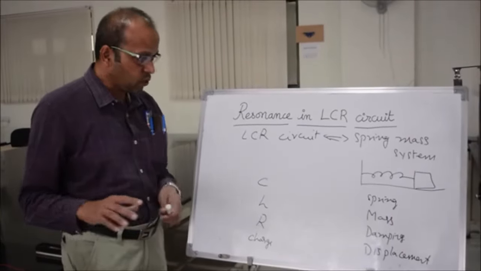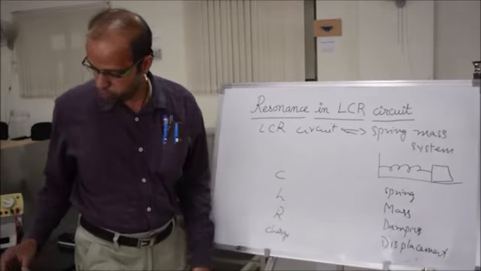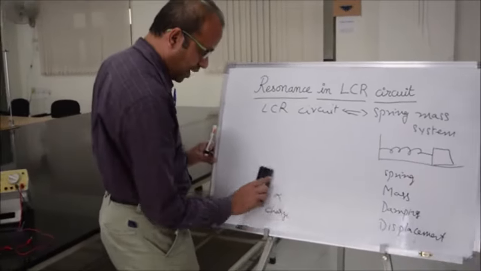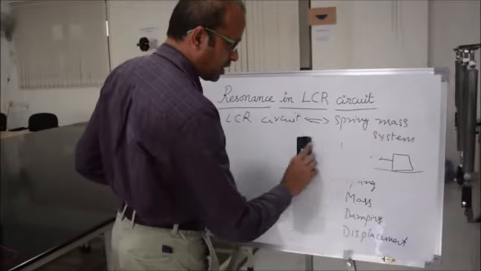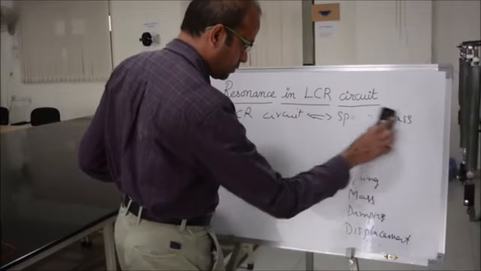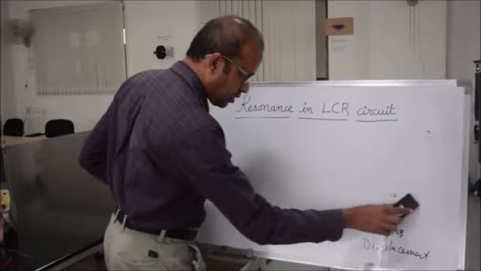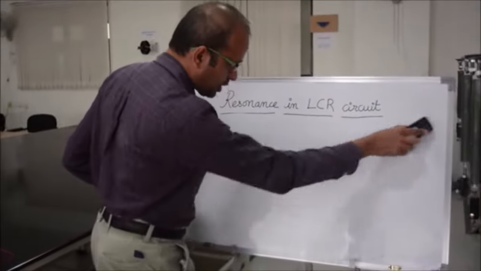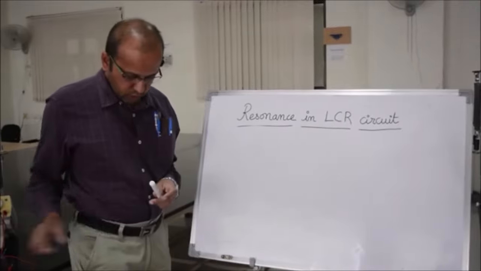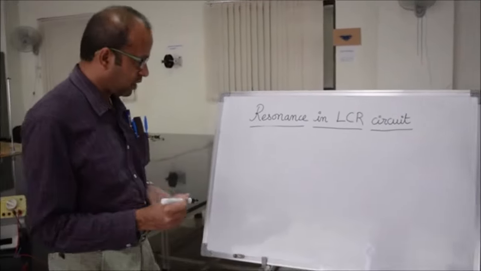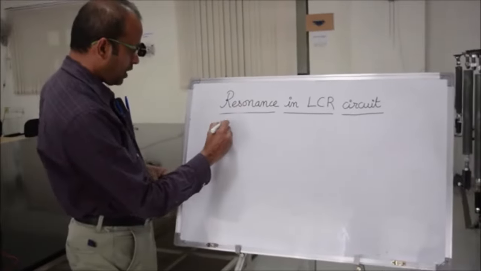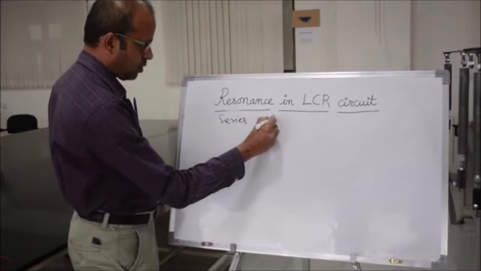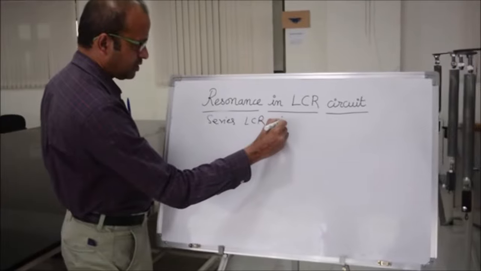Now before you actually go and start doing the experiment, you should have a circuit diagram for the LCR circuit. So the circuit is given in the manual. So before doing the experiment, you should just have a look at the circuit and then connect the circuit according to that. So let's first look at the series LCR circuit. All L, C and R connected in series.